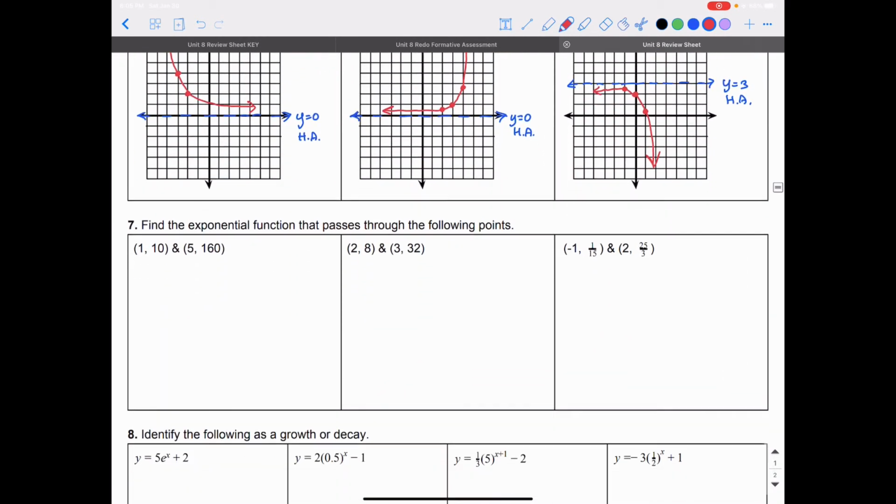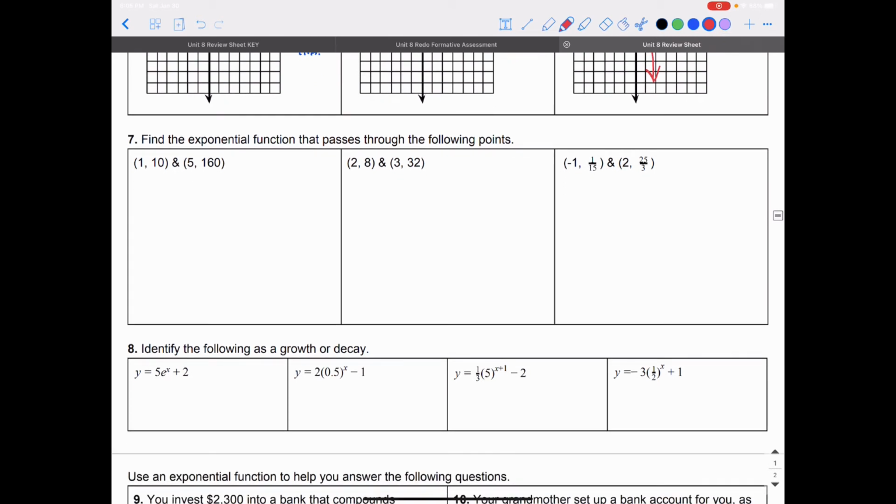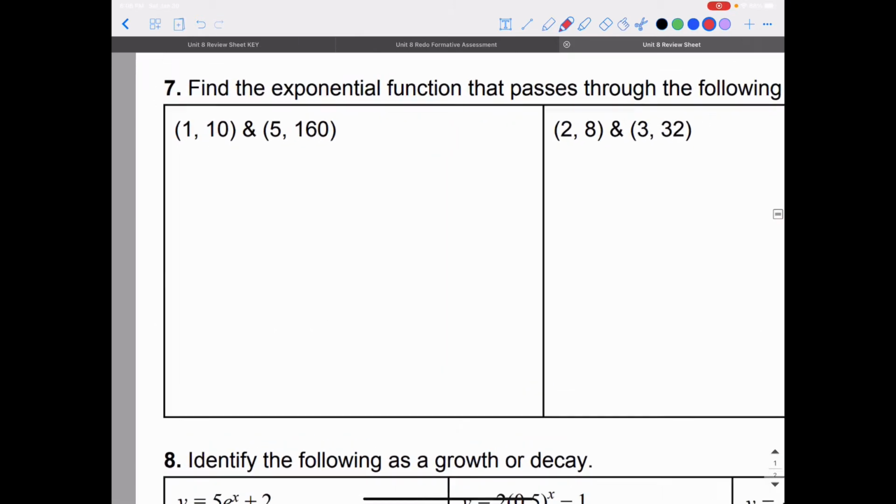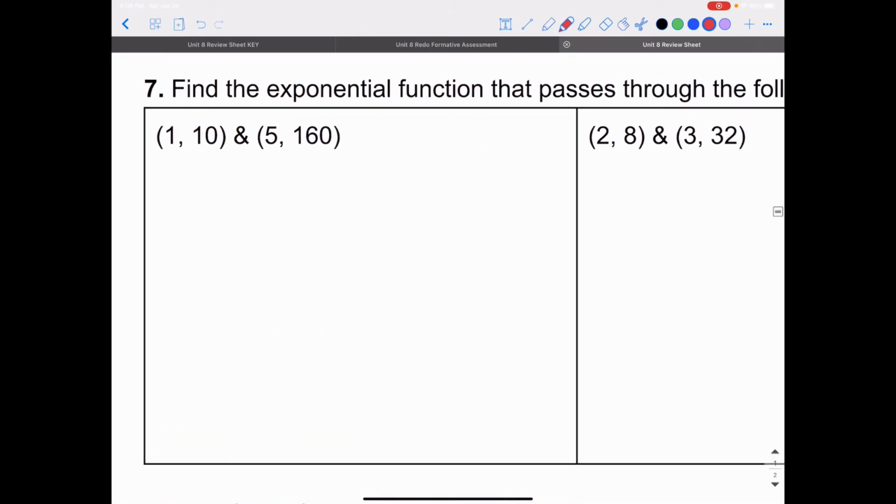For number 7, I'm going to find the exponential functions that pass through the following points. So I have, for the first one, 1 and 10, and 5 and 160. This is one point. This is the other point. I'm going to make equations. When I am given 2 points or 2 ordered pairs with x and y values, I'm going to create a system of equations to solve.